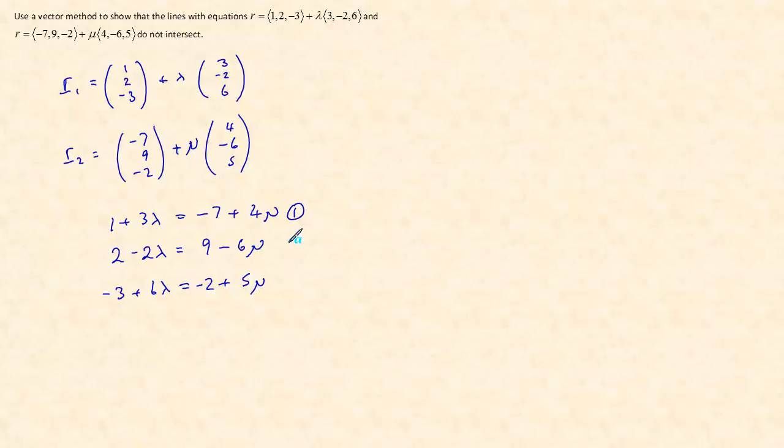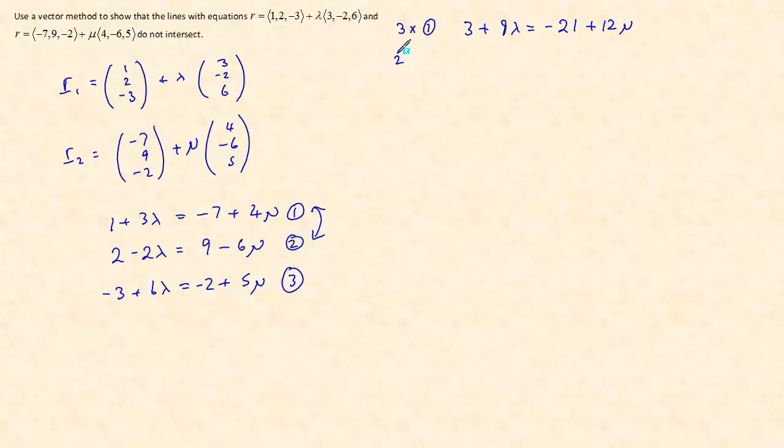Now let's call these 1, 2 and 3. None of them look particularly easy to get things to eliminate. I'm going to use 1 and 2. So if I do 3 multiplied by equation 1, that gives me 3 plus 9 lambda is -21 add 12 mu.